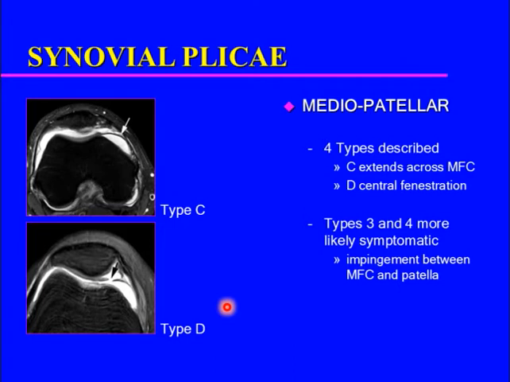Type C extends across the medial femoral condyle, and type D has central fenestration. This is type C. You can see the medial femoral condyle, it extends just like that. And type D has a fenestration, an opening, just a hole inside. Types C and D are more likely to be symptomatic, due to impingement between the medial femoral condyle and the patella. It just gets stuck there.